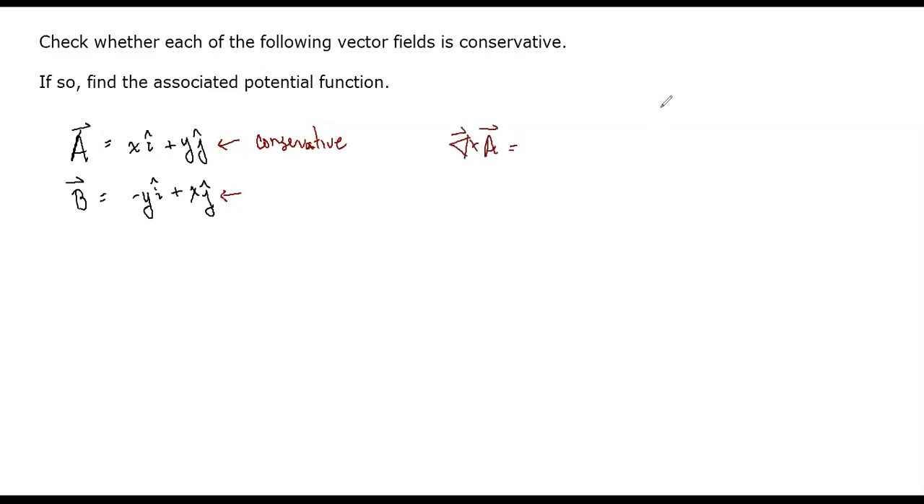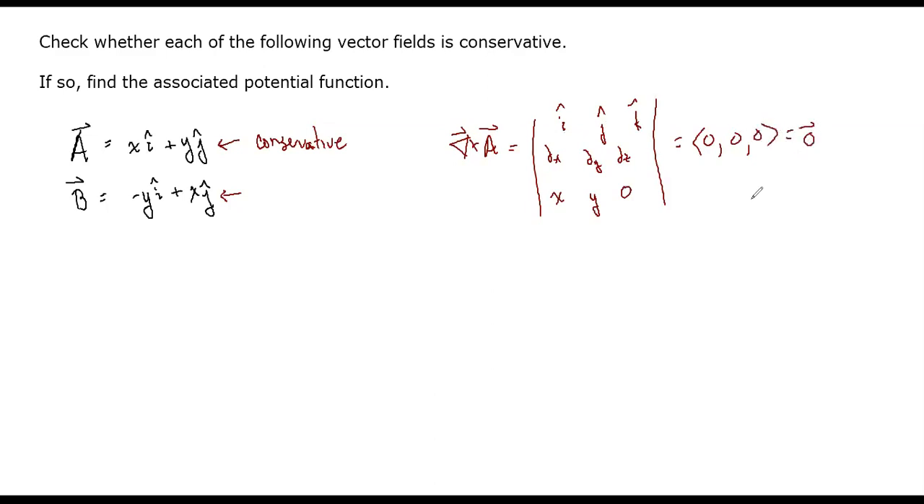Okay, so curl of A, in Cartesian coordinates, because we're not non-Cartesian yet. We have i hat, j hat, k hat, and d by dx, d by dy, d by dz, and we have x, y, 0, and then I get nothing minus nothing, and then nothing minus nothing, and then nothing minus nothing. So that's the 0 vector everywhere, not just at one point, everywhere. So this is conservative.